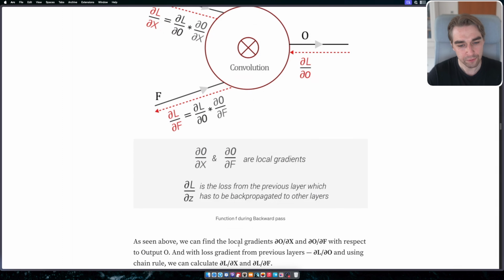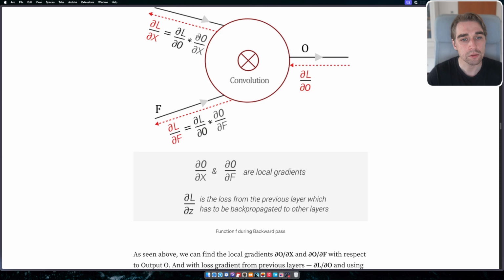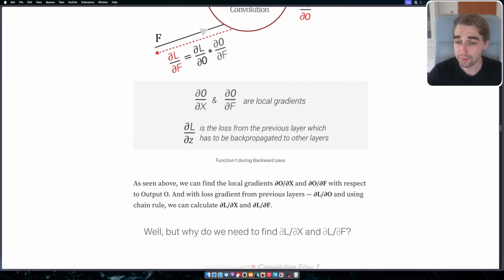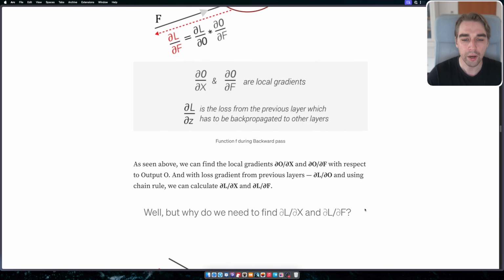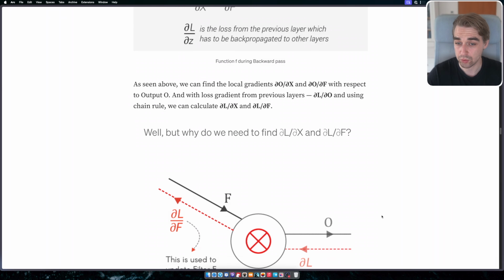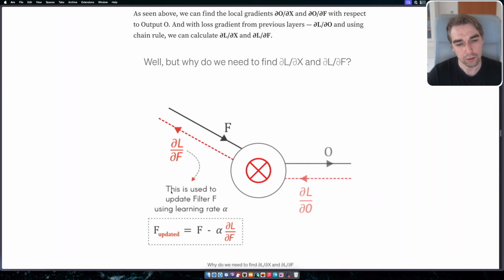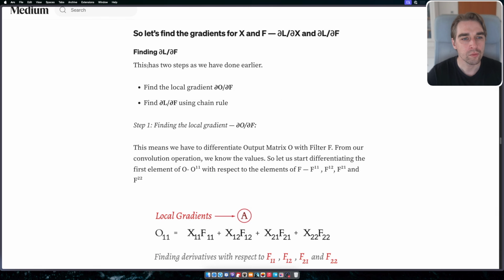As seen above, we can find the local gradients dO by dx and dO by df with respect to the output O. dO by dx, this one, and dO by df, this one. With the loss gradient from the previous layer and using the chain rule, we can calculate those two. But why do we need to find those two values, you might ask? This is used to update the filter.